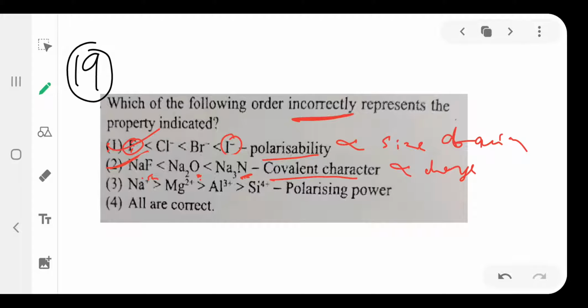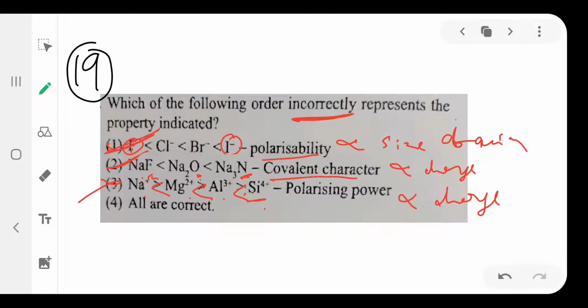That is also correct. Next, the third one, polarizing power. Polarizing power is directly proportional to the charge. Here, as charge increases, polarizing power increases. See here, plus 1, plus 2, plus 3, plus 4. Here the charge is more. So this is the actual direction. As charge increases, polarizing power increases. But the question shows the opposite direction. So this is incorrect. Option 3 is incorrect.